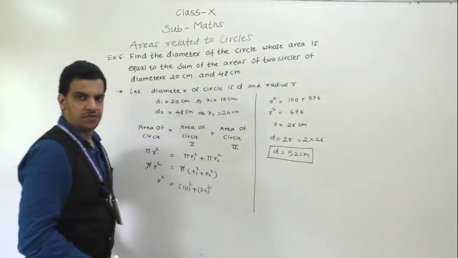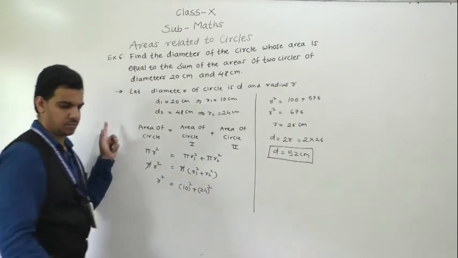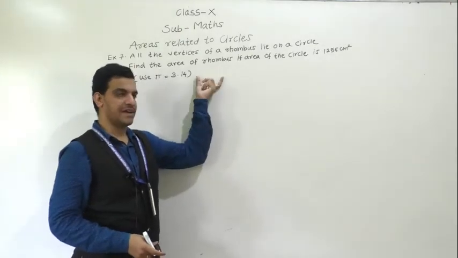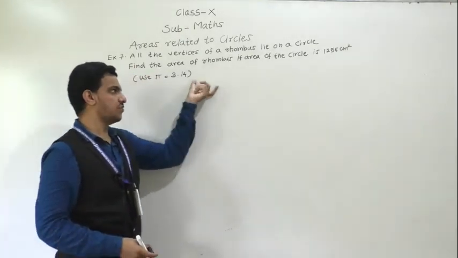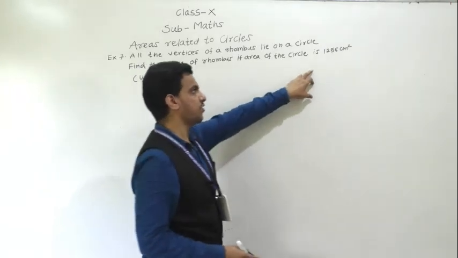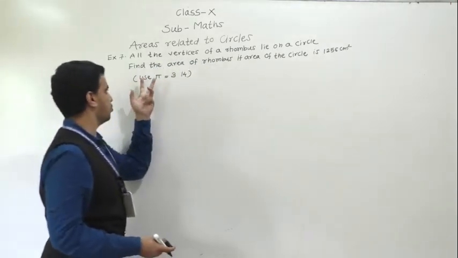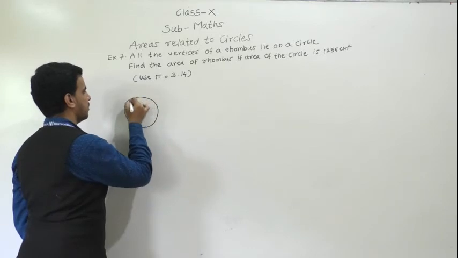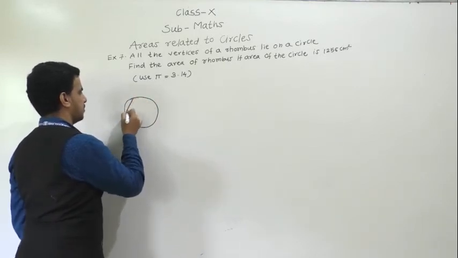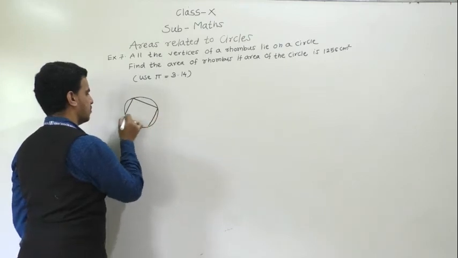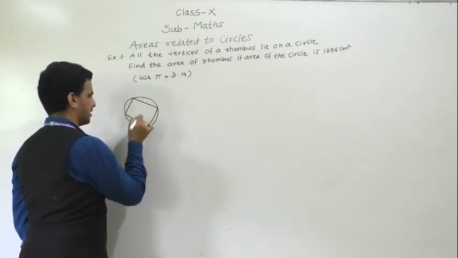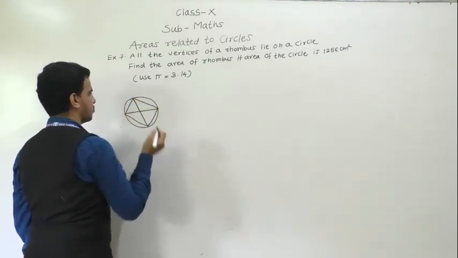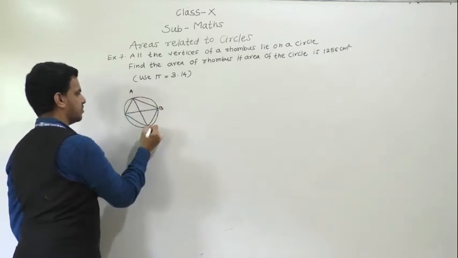Okay, now we will take the next example, that is example number 7. The next question is, all the vertices of a rhombus lie on a circle. Find the area of the rhombus if the area of the circle is 1256 centimeter square, and use pi is equal to 3.14. Okay, so the diagram is like this way. This is a circle, then all the vertices of a rhombus lie on the circle. These are the diagonals of a rhombus. Okay, suppose this ABCD is a rhombus.